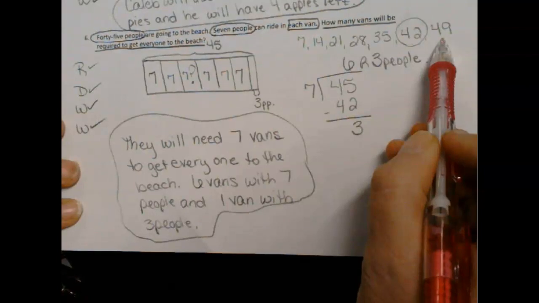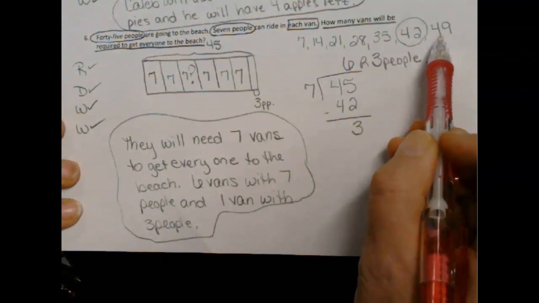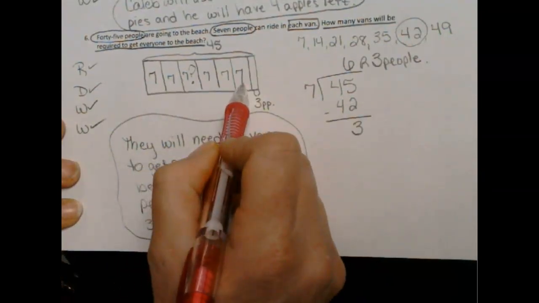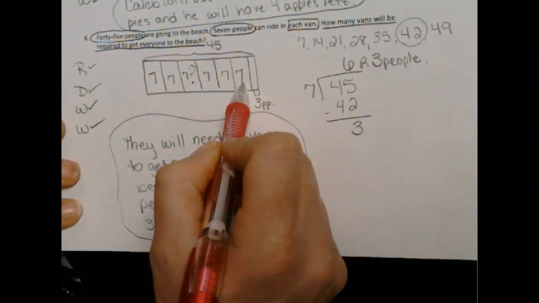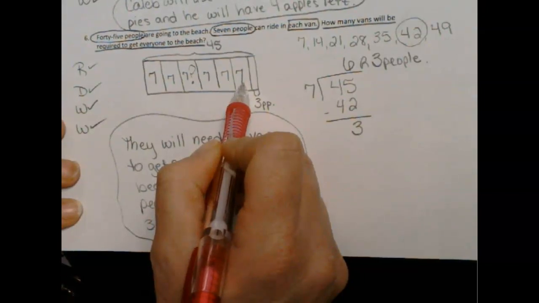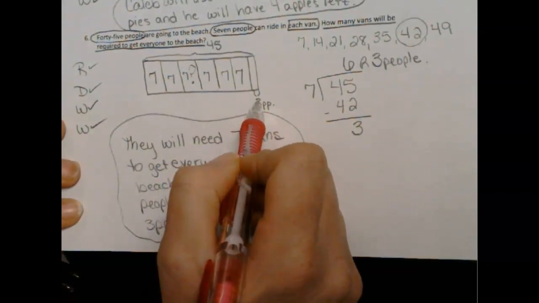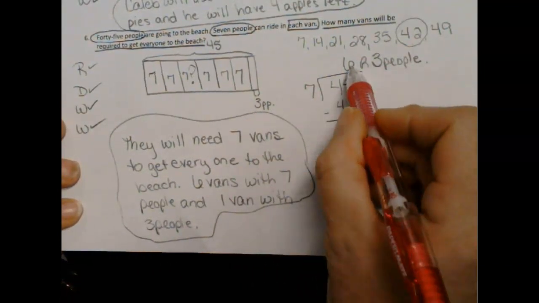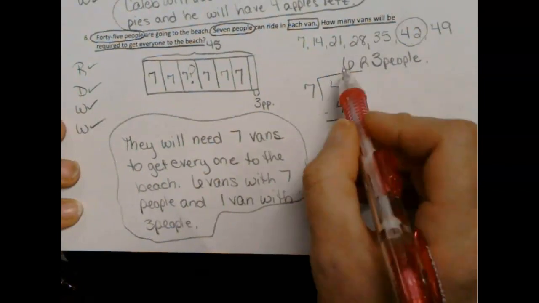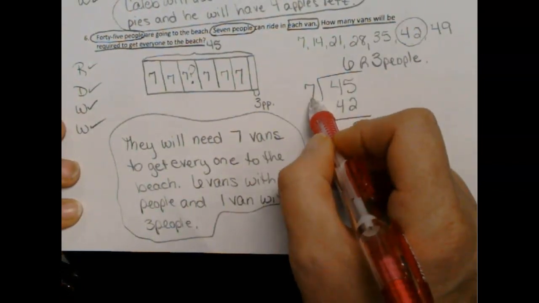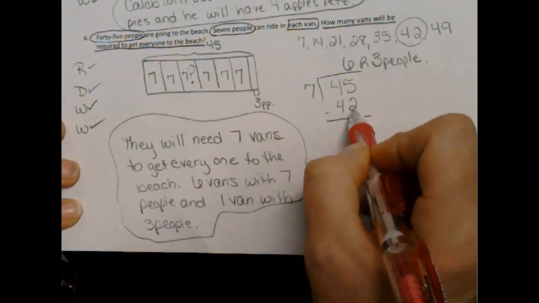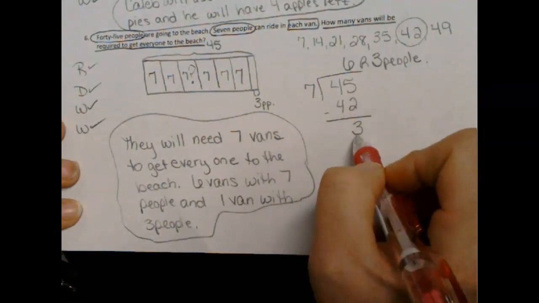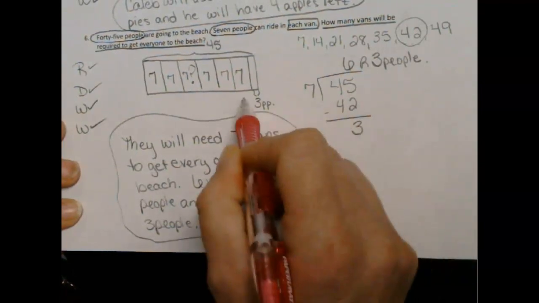7 times 7 is 49. Well, 49 is too many. So I'm going to go with 6. So in 6 vans, there can be 42 people if there are 7 people in each van. And then there are going to be 3 people left. So I checked my division, 6 times 7 is 42. So that's 42 people that are going to be riding. And I'm taking that 42 away from my 45 and I'm left with 3, which is what I have in my tape diagram.